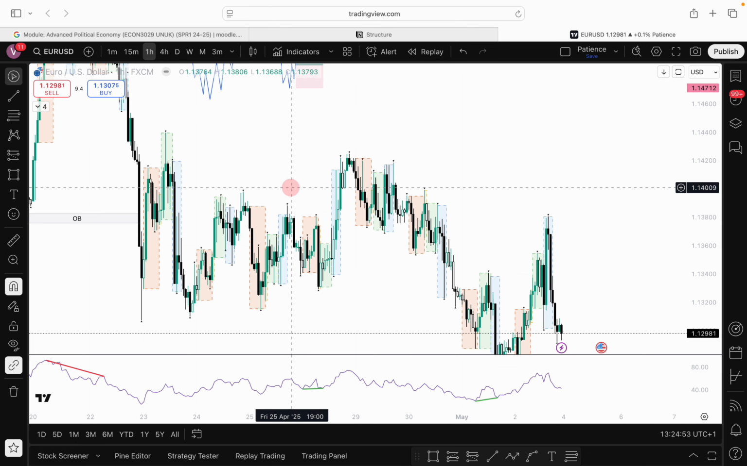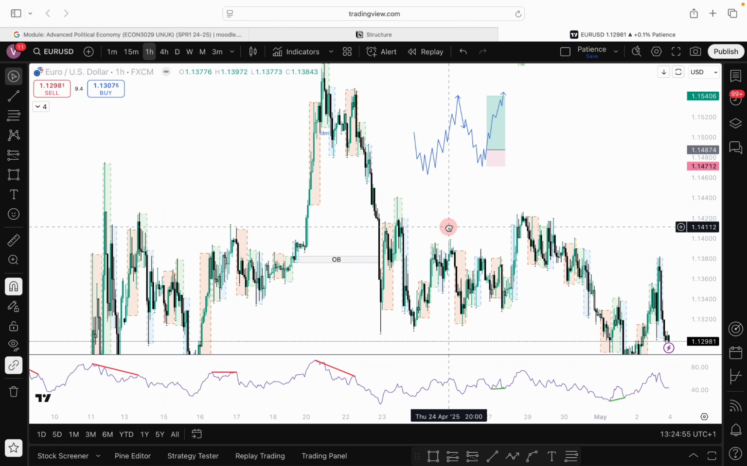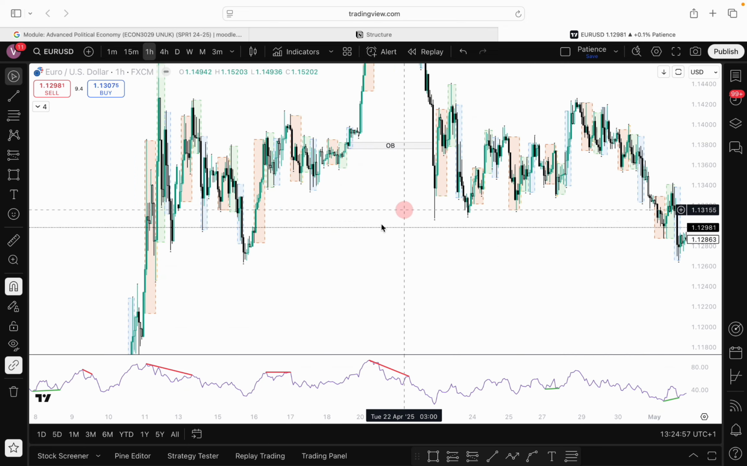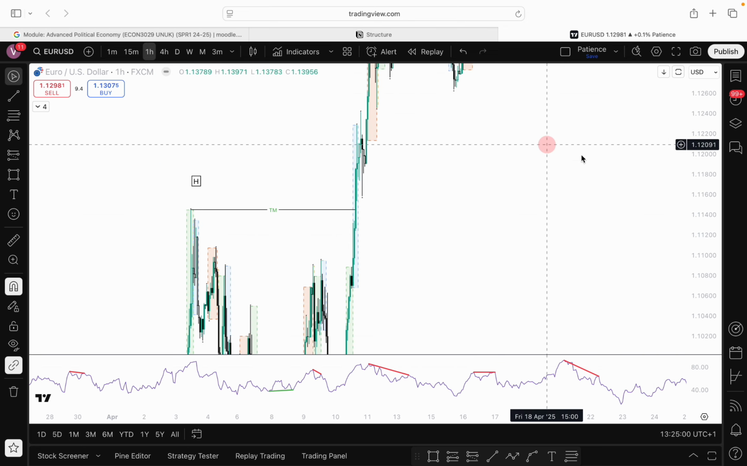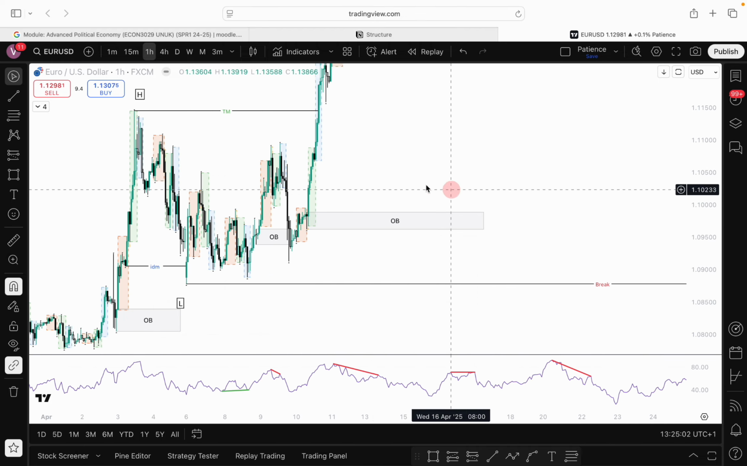You can use FVGs on higher time frames as a draw on liquidity, but on lower time frames, I don't think that's something I use. It just doesn't provide enough precision.